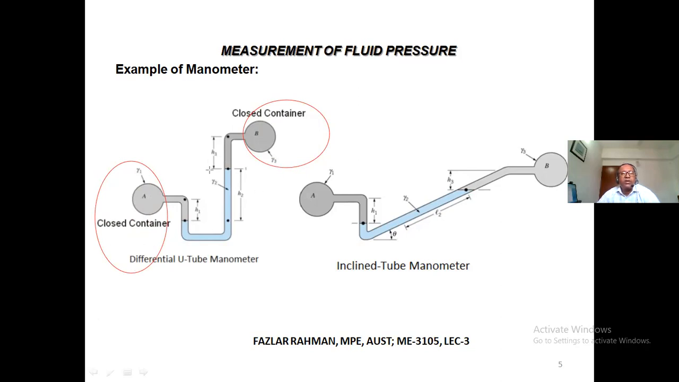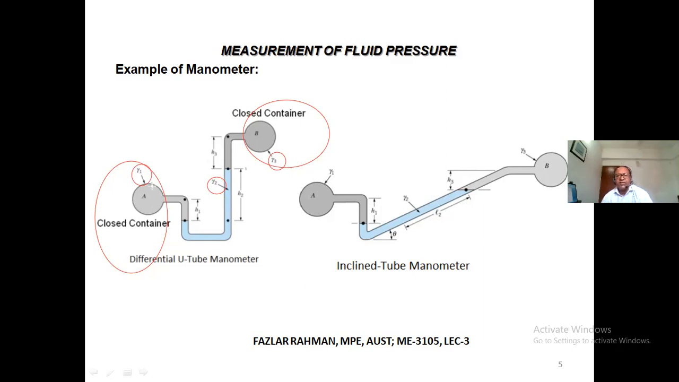And fluid right over here is a different fluid. It has a property showing gamma 3. Fluid in the manometric tube, property gamma 2. And fluid in this tank A, property gamma 1. That means 3 types of fluid are used over here.